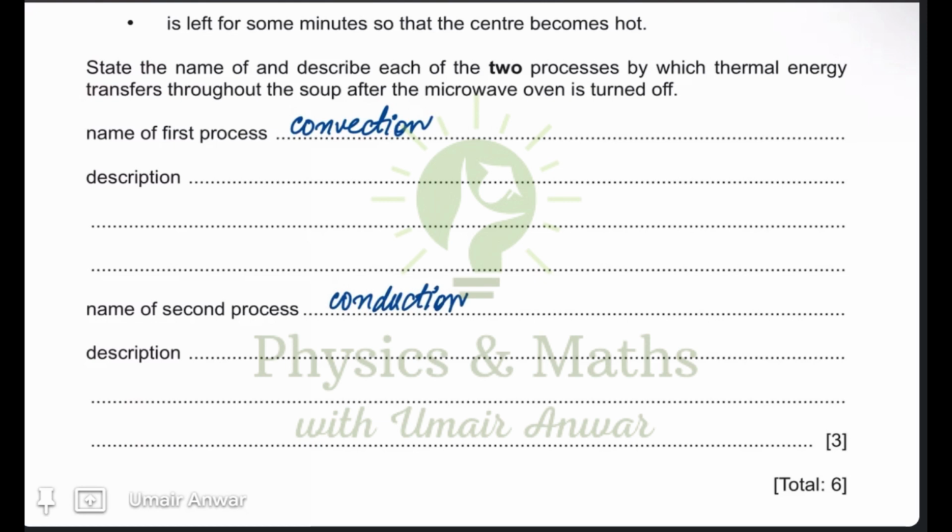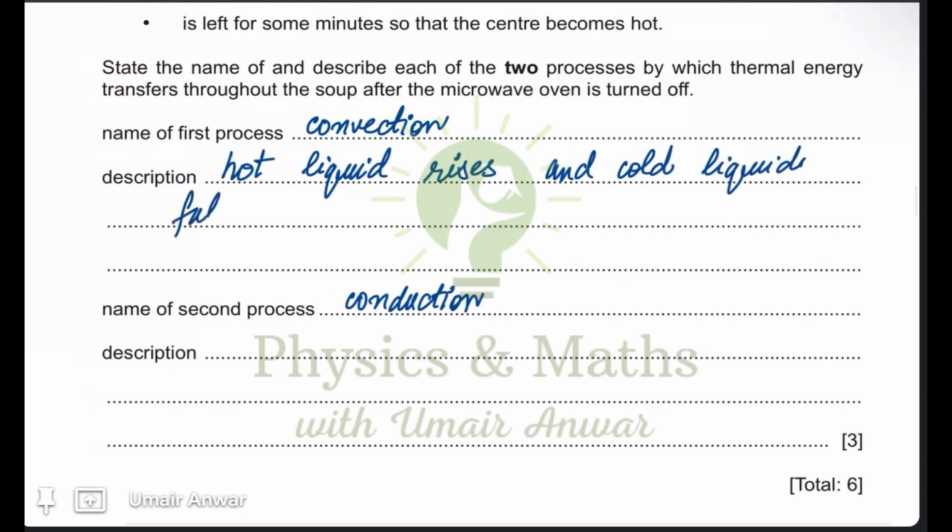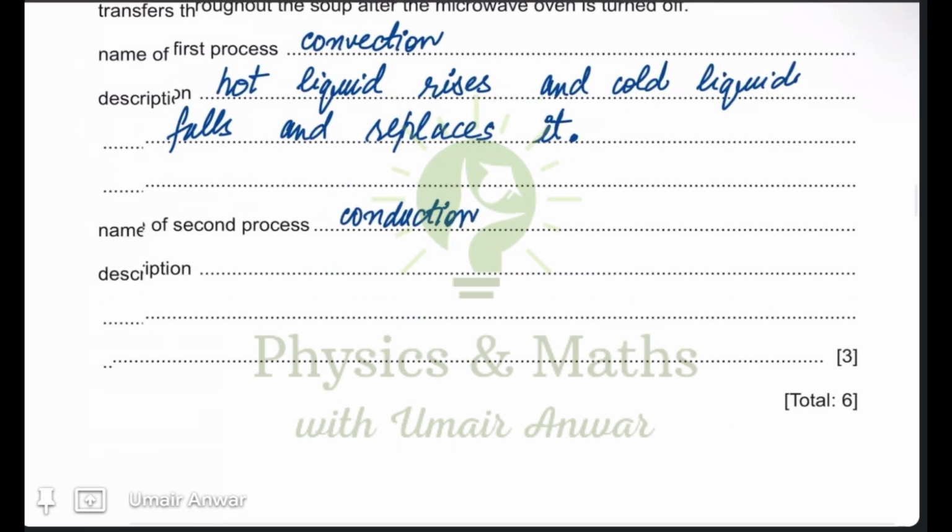Now, what is the description of convection? Convection happens when hot liquid rises and cold liquid falls and replaces it. So this is how the convection current is established in a fluid or in a liquid.